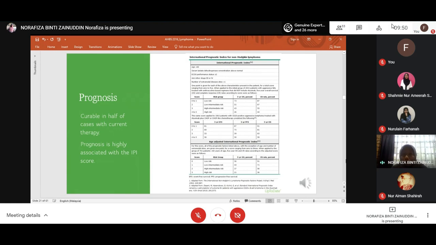Okay. So if you want to know more about IPI, you can refer to any textbooks in the library, or you can even find relevant articles on IPI, because sometimes there are situations where you have to use age-adjusted IPI to diagnose the LBCL. Okay, so I think we have completed the LBCL.